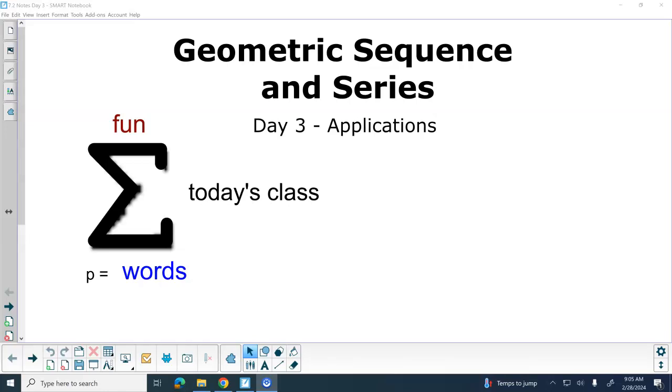As with all application problems, whether it's arithmetic or today geometric, they're word problems. Okay? You gotta read them. I don't want to say read them critically, but you gotta almost read them two or three times to make sure that you understand what it is that we're looking for, what it is that you're given, what it is that you have to find. Okay? So let's start with the first one.